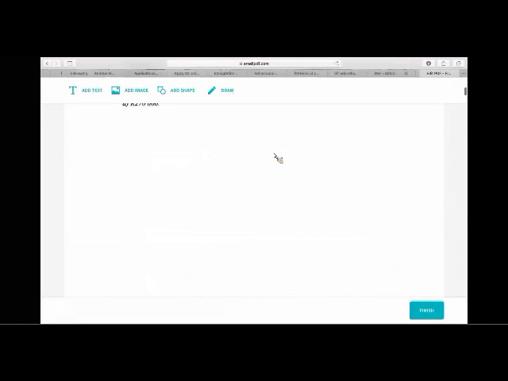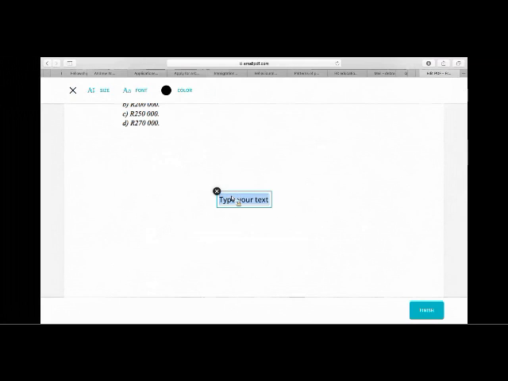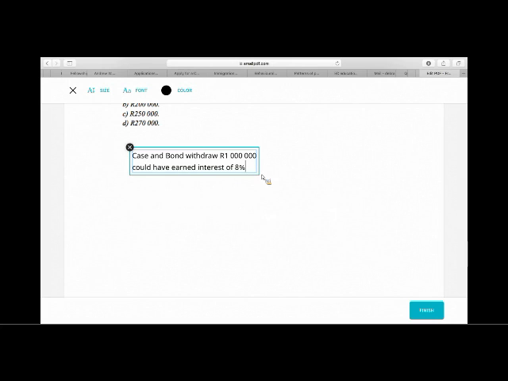Case and Bond take out R1 million. So I'm going to write it up here. So Case and Bond withdraw R1 million from the bank, and that R1 million could have earned interest of 8%. Okay, so that means by drawing that money out of the bank, they have given up 80,000 rands worth of interest. So that is an opportunity foregone. That is an implicit cost.